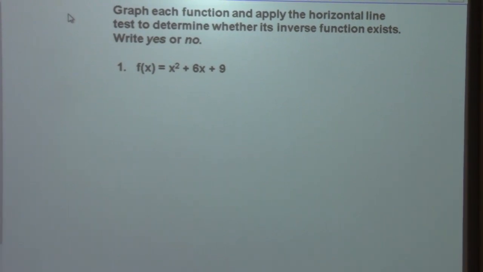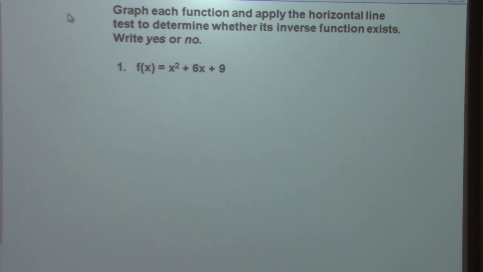Okay, today we're going to continue working on inverses of functions. So we have this exercise set, which is 25 problems. In this first section, problems 1 through 12, we're basically going to graph each function and apply the horizontal line test. Some of these you should be able to graph without a calculator, but I want you to have your calculator anyway, so we'll just see where we end up.